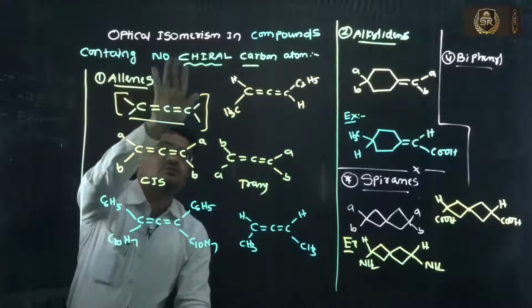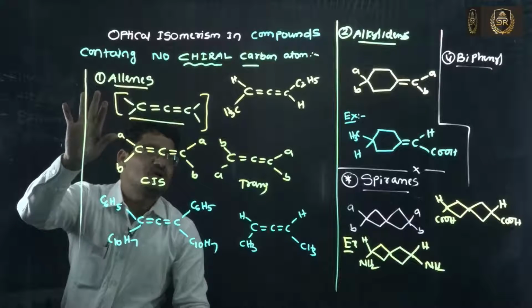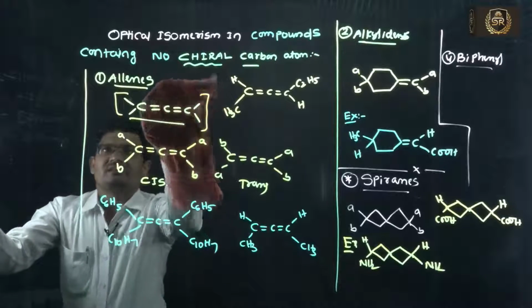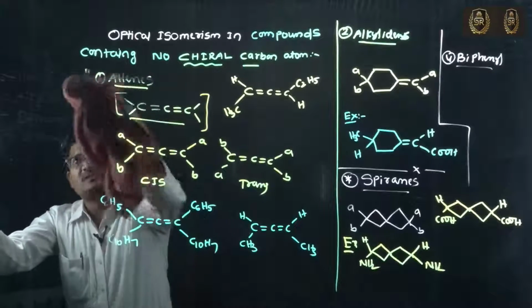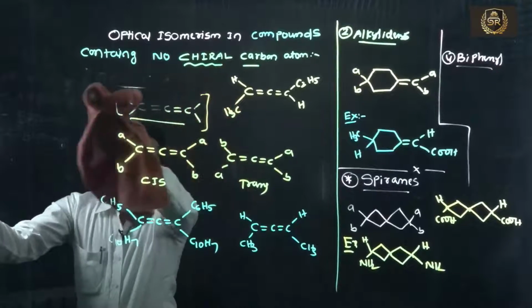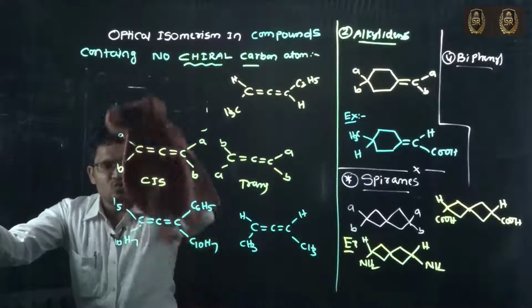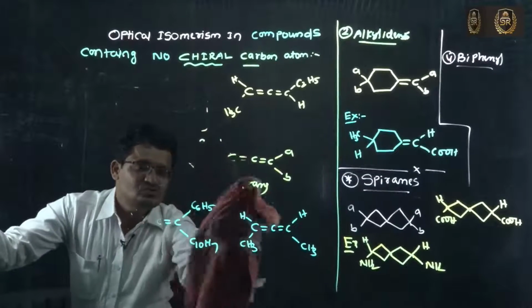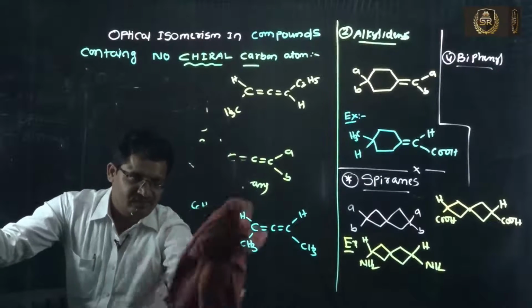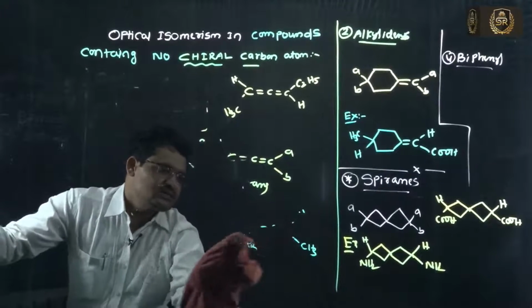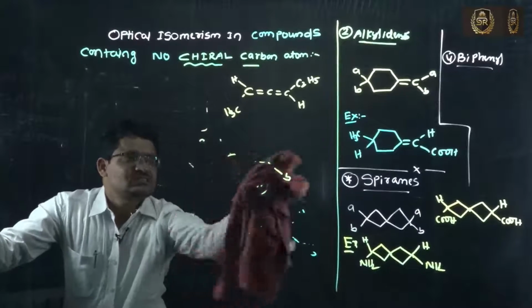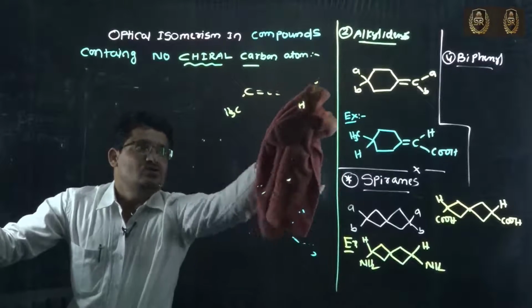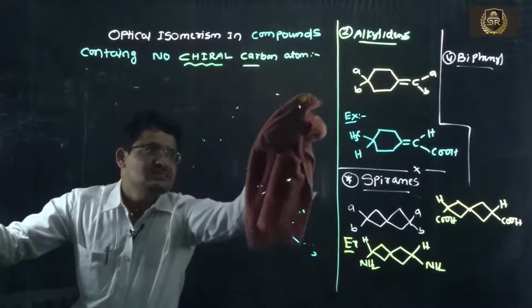this is optical isomerism containing no chiral carbon: allene is one example, then alkylidenes, spiranes, and the fourth one is biphenyls. So what is biphenyl? This biphenyl is very important. These biphenyl compounds contain no chiral carbon, and biphenyl means two phenyl groups are present. Now, which one is cis, which one is trans, and how to identify that, let us discuss.